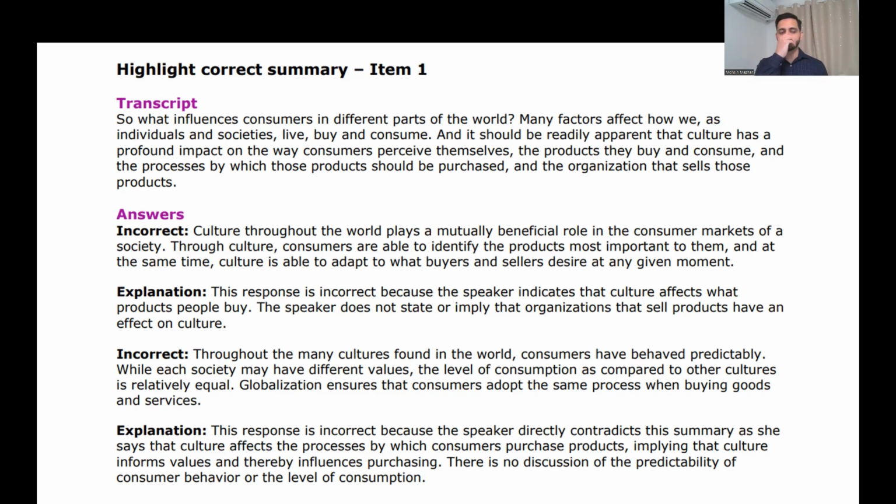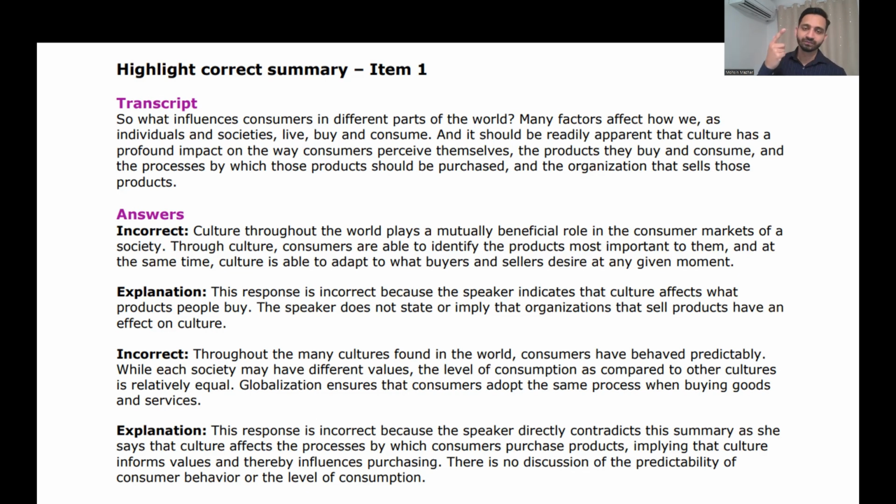So what are we talking about here? It talks about what influences consumers in different parts of the world. Many factors affect how we as individuals and societies live and buy and consume. Okay, many factors. And it should be readily apparent that culture has a profound impact on the way consumers perceive themselves and the products they buy and consume, and the processes by which these products should be purchased and the organization that sells those products.